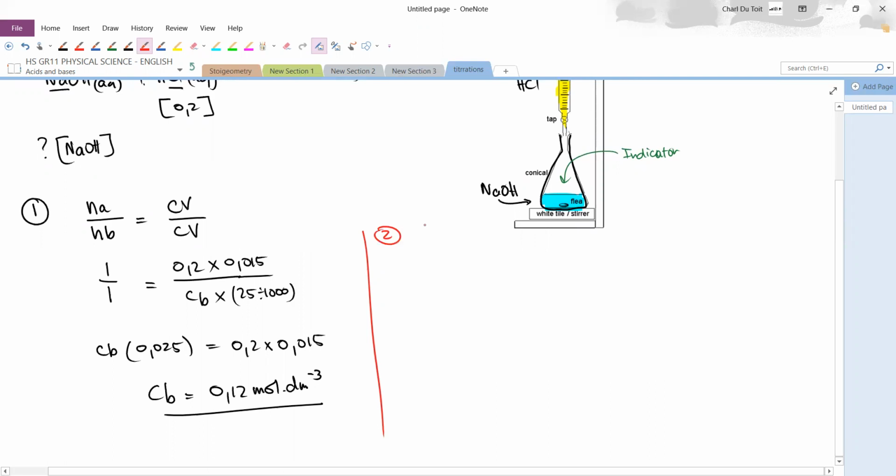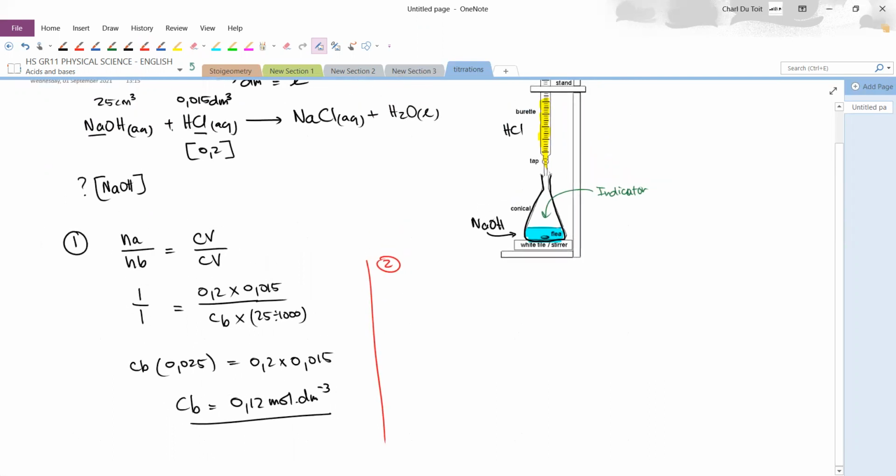Method 2 is normal stoichiometry. So I'm going to go to the HCl and work out its mole. The mole is the concentration times the volume. The concentration is 0.2 and the volume is 0.015. I type that into my calculator, which is 3 times 10 to the power of -3 mole. Then I look at my mole ratio and I realize that the sodium hydroxide will have the same amount of mole because it's a 1-to-1 ratio.